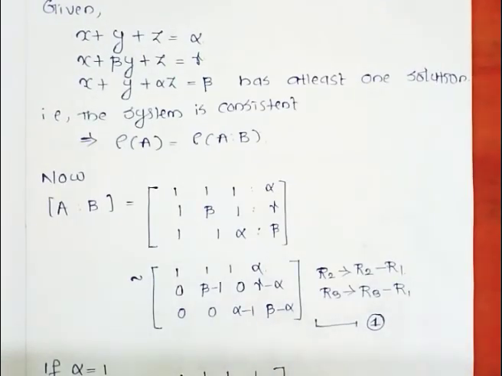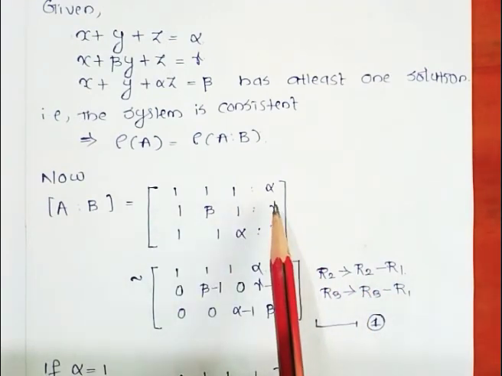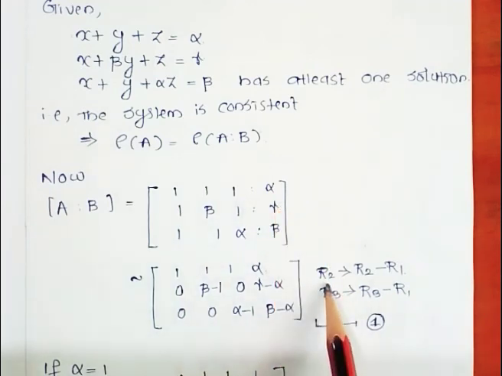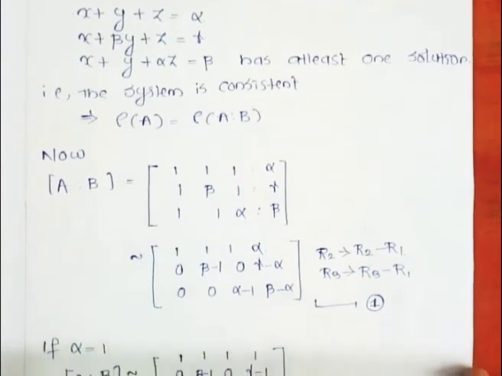Now we are row reducing. Our first row has no change, our second row changes to R2 minus R1, and the third row changes to R3 minus R1. Then our augmented matrix is similar to [1 1 1 alpha; 0 beta minus 1 0 gamma minus alpha; 0 0 alpha minus 1 beta minus alpha]. Our augmented matrix is similar to this matrix, and we put it as equation number 1 for future reference.